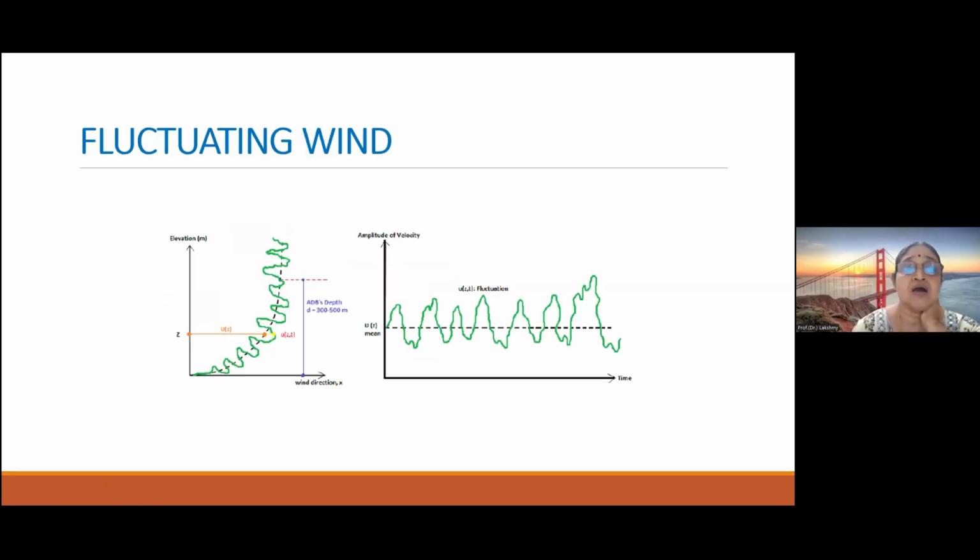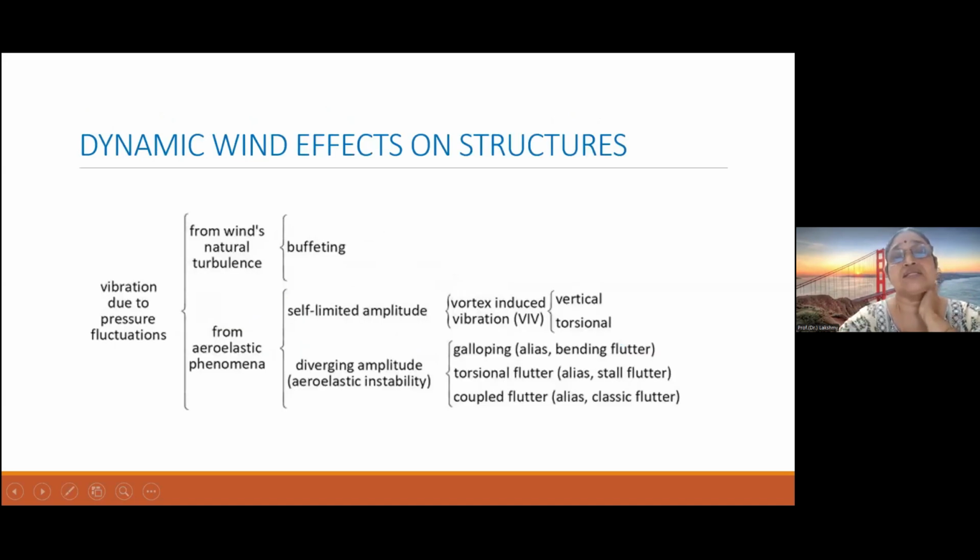Okay. Now we talk about the fluctuating wind. We have seen these things in the morning. This is the atmospheric boundary layer, and the wind has a mean component and a fluctuating component. And what are the forces because of these fluctuations which are acting on the structures? That is the natural wind's turbulence, the fluctuations in the oncoming wind, that is causing the phenomenon called buffeting.